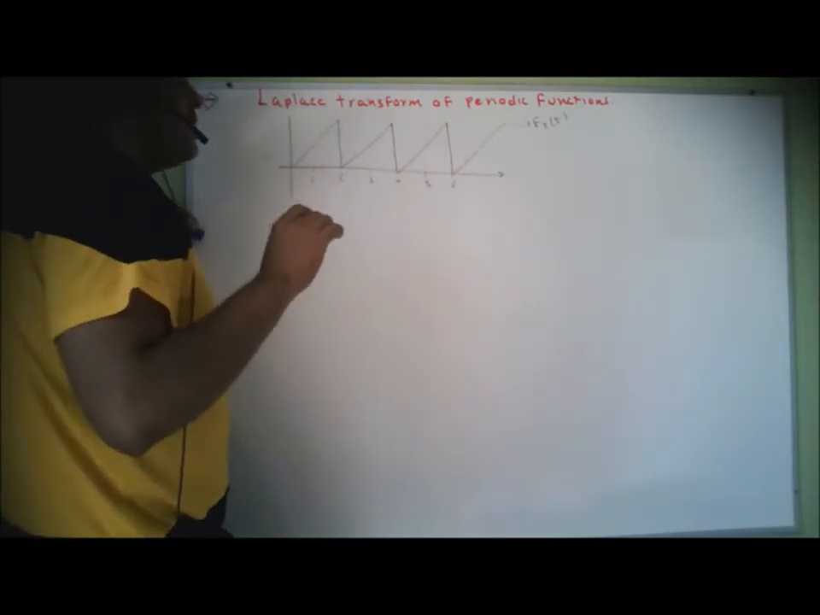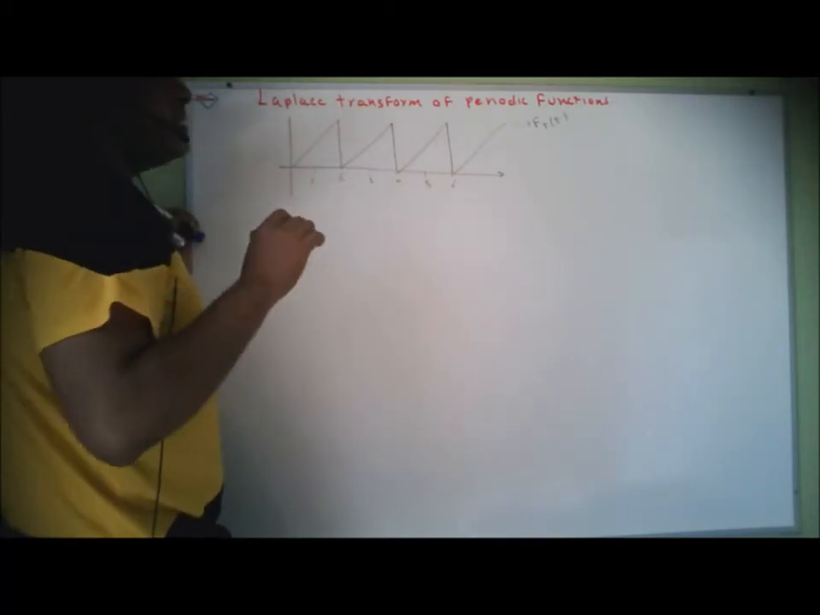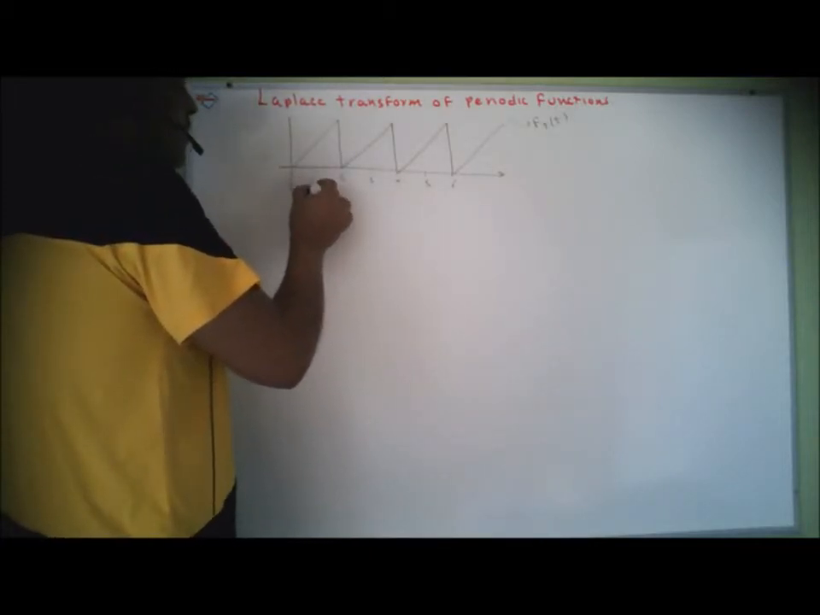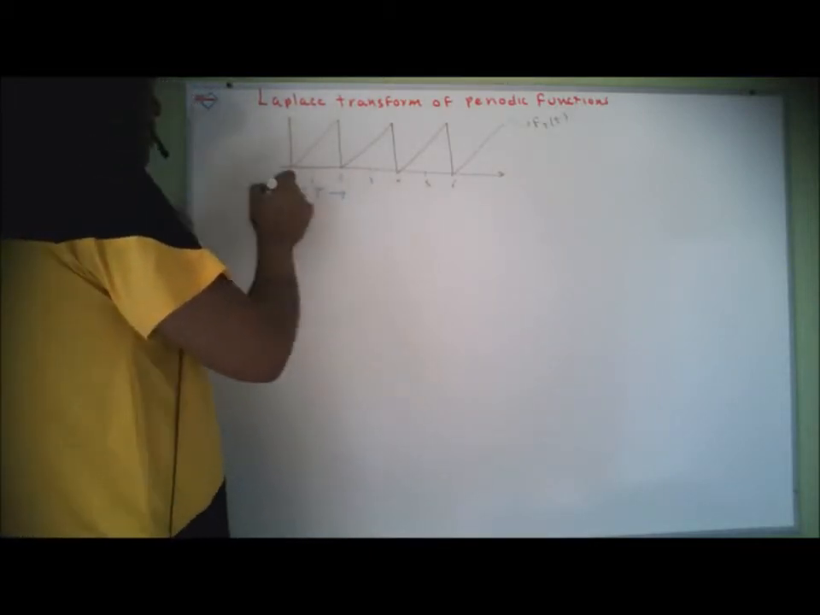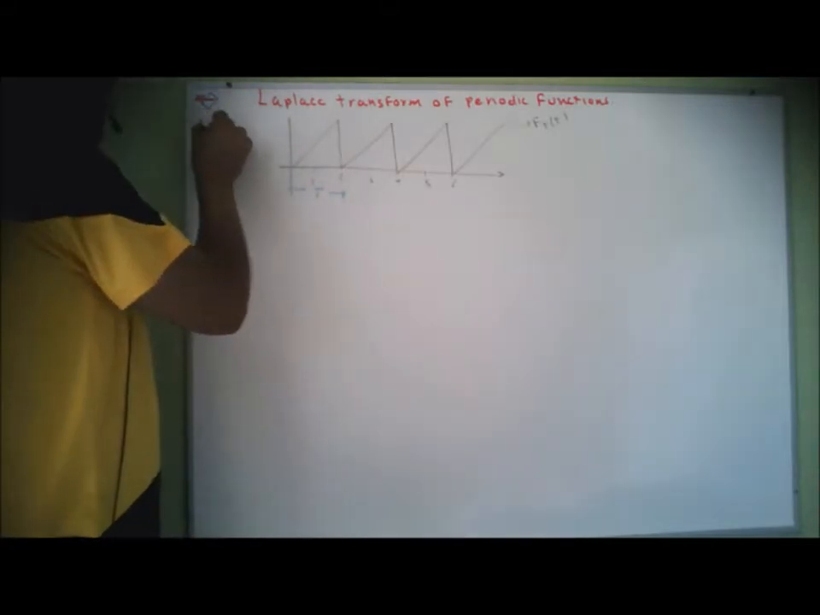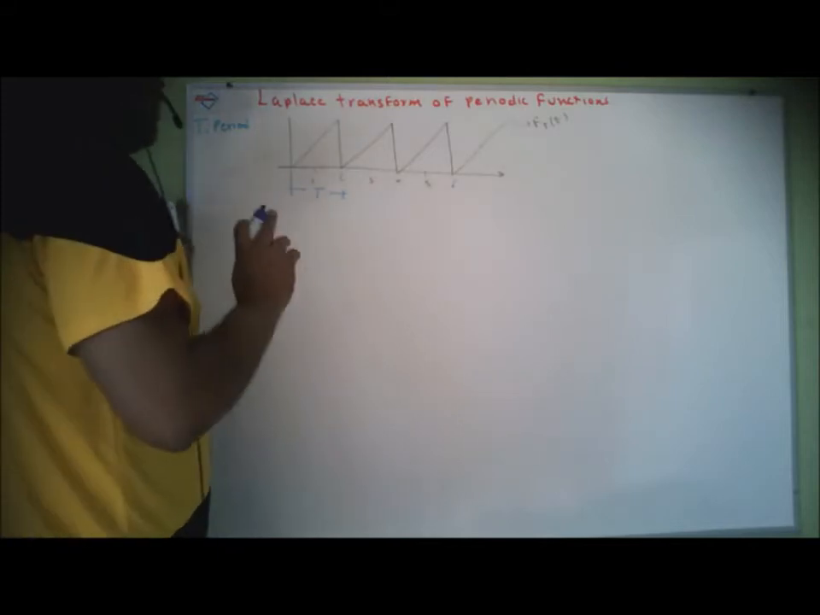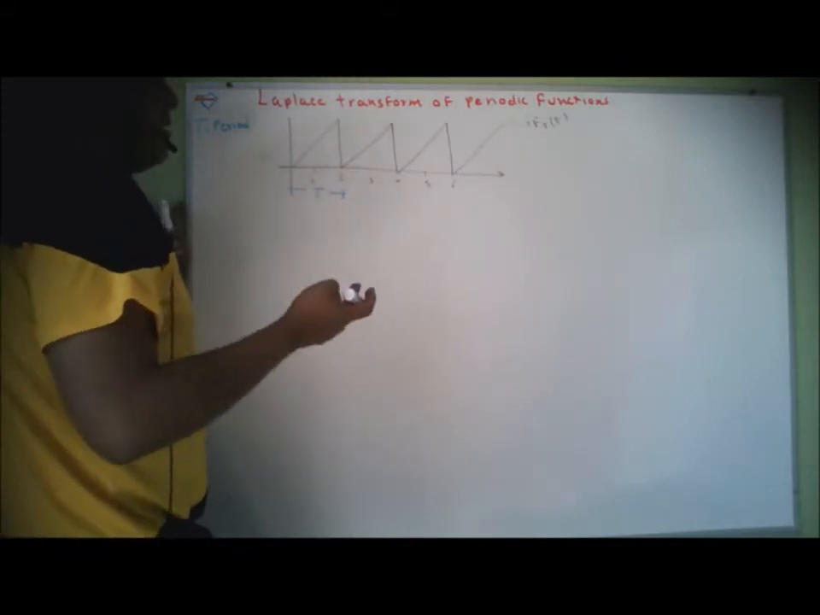So, the first thing to mention here is how much time it takes to repeat itself. Here, this is the period, capital T. So capital T is the period. It's a very important thing to remember: the period of time to repeat the function itself.